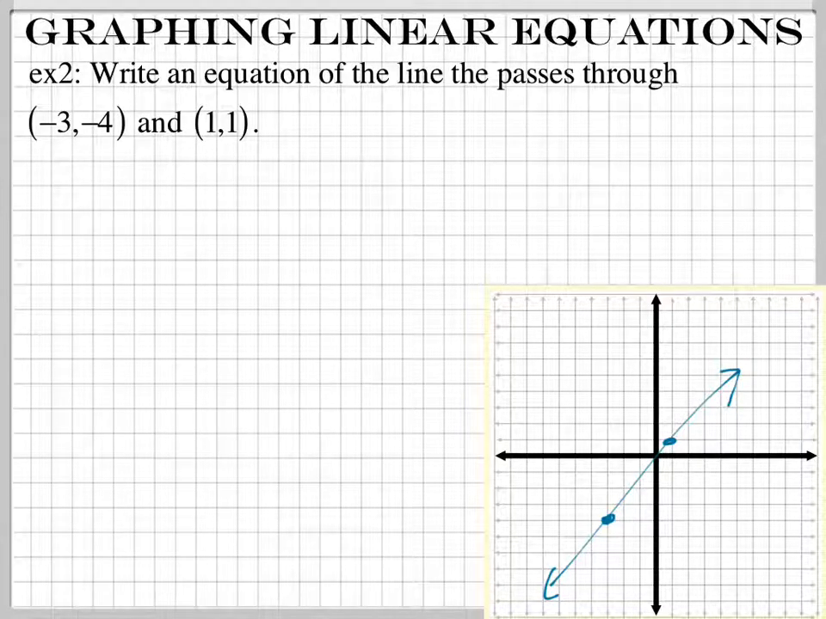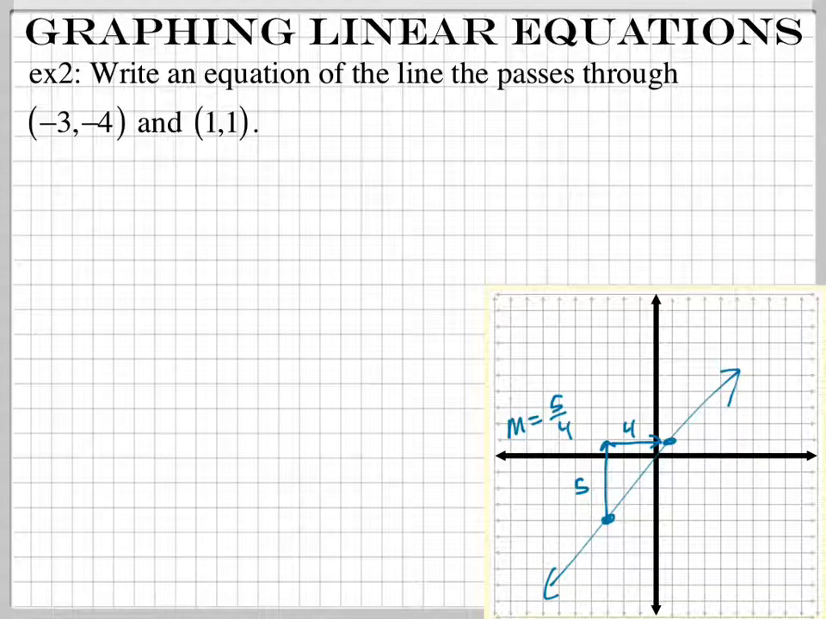Now to count the slope, we must count the rise, which is 5, and then the run, which is 4. See? 1, 2, 3, 4, 5. And then 1, 2, 3, 4. Okay, so what is my slope? What's my slope equal, students? 5/4. m equals 5/4.